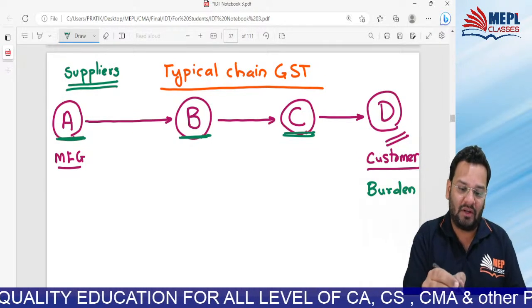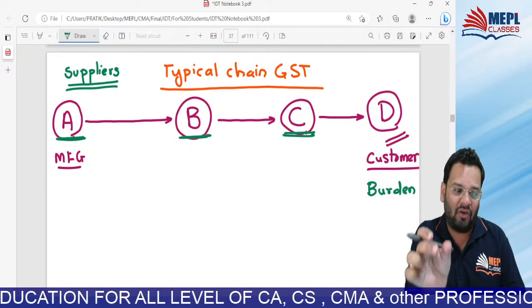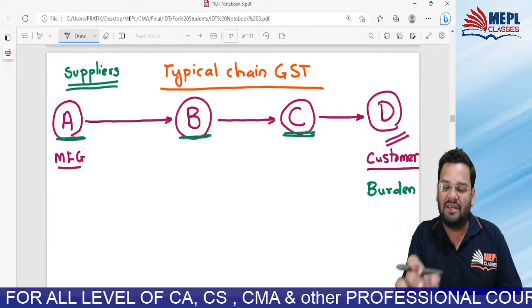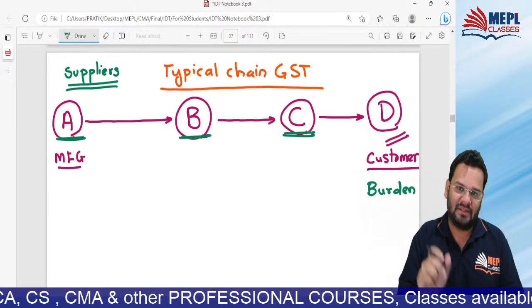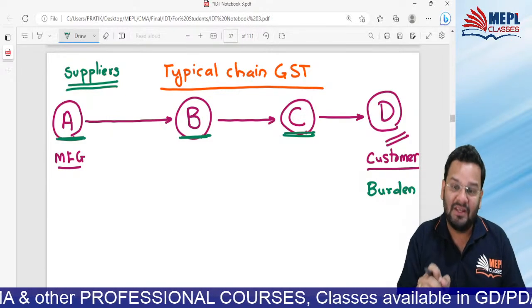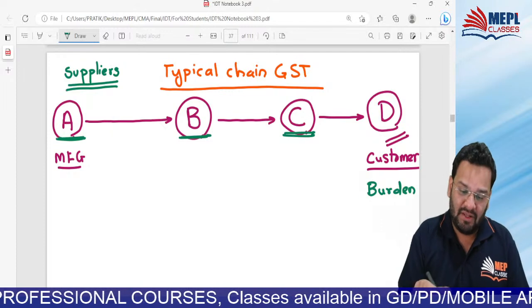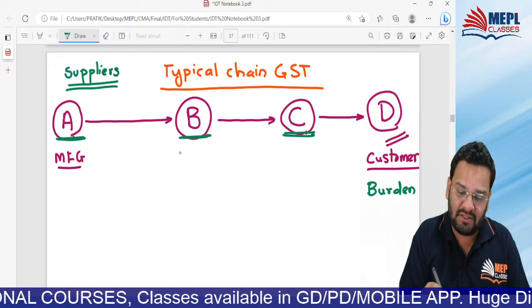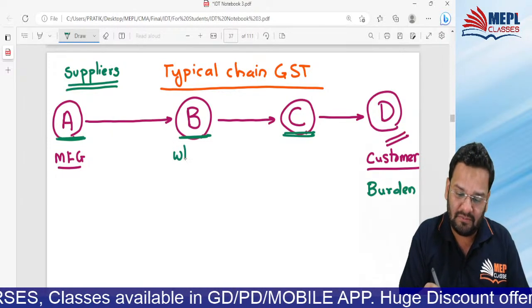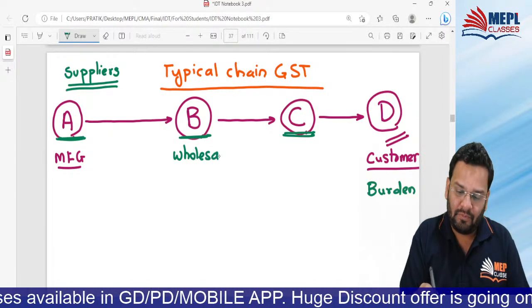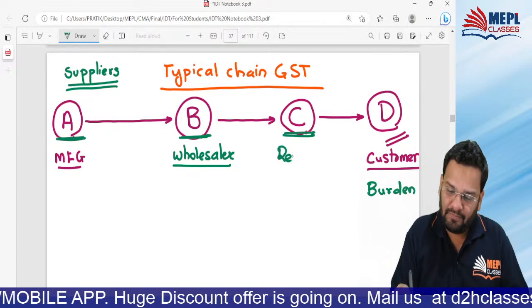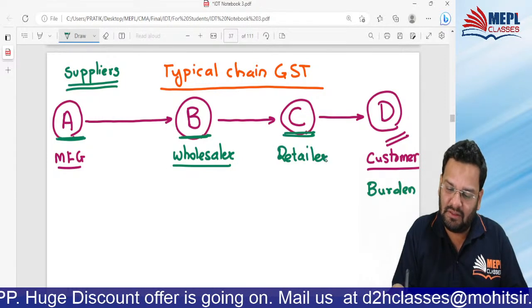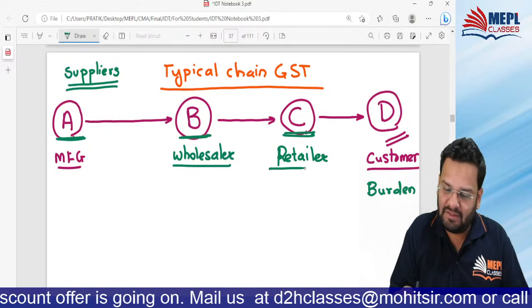Yes. So collection of GST will be done from suppliers, but its entire burden will be on the end consumer. Agreed? Yes. So how exactly does this happen? There is a manufacturer A, B is, suppose, a wholesaler, and C is a retailer. Agreed?